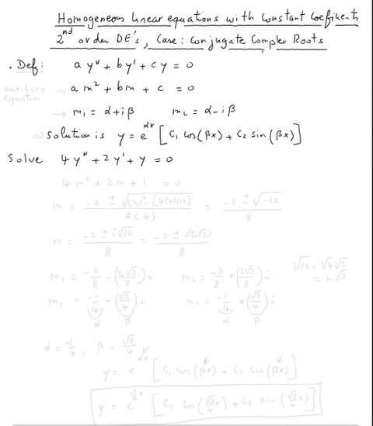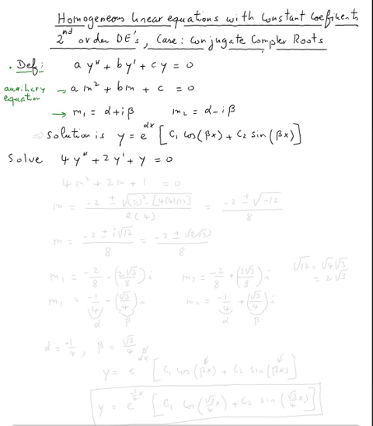The topic is homogeneous linear equations with constant coefficients, second order DEs, and we're doing the case of conjugate complex roots. So let's read the definition. Definition says, if a differential equation has the form a times the second derivative of y plus b times the first derivative of y plus c y equals 0, then the auxiliary equation would be a m squared plus b m plus c equals 0.